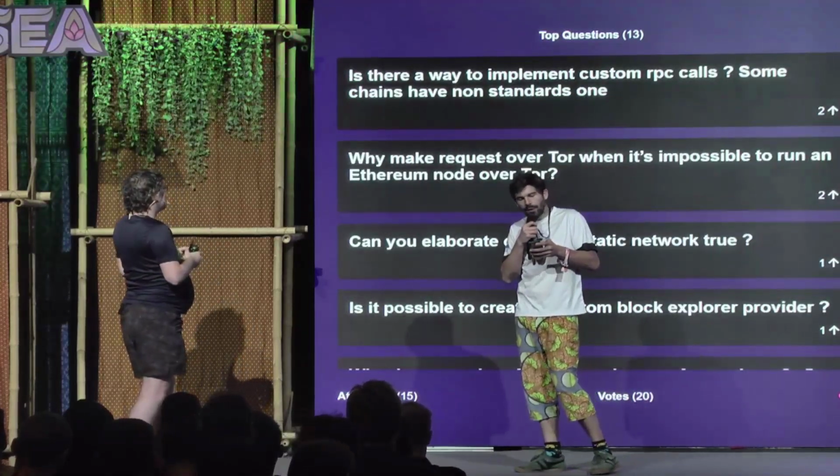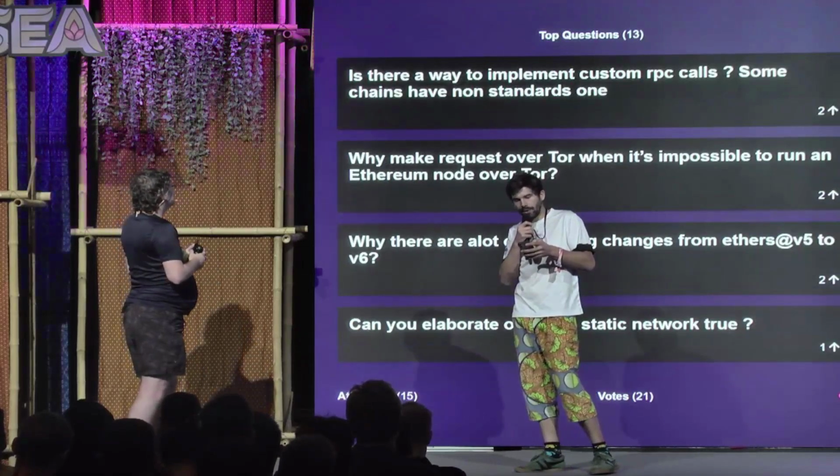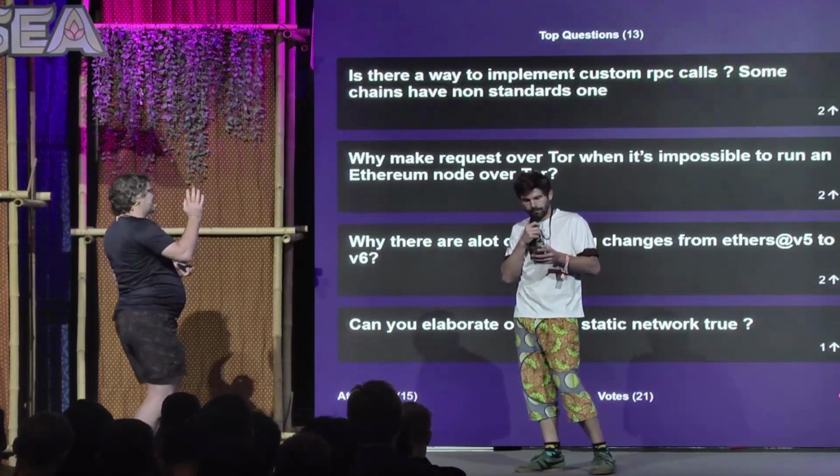Sorry. Okay. Is there a way to implement custom RPC calls? Some chains have non-standard ones. Absolutely. If you have a JSON RPC provider, you just do .send, you give the ETH method, and then whatever parameters that method takes for that network. Oh, for sure. There's a thing I should have added to a slide. It's too late. I'll remember for next time. But yes, you can add custom ones. A lot of chains have their own exotic behaviors that are really useful to be able to access.